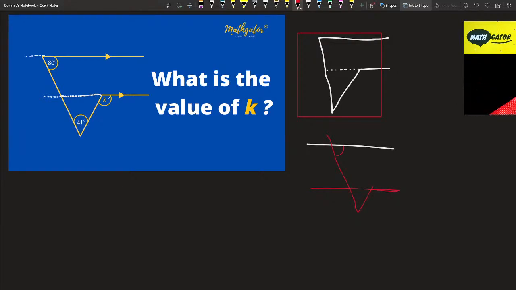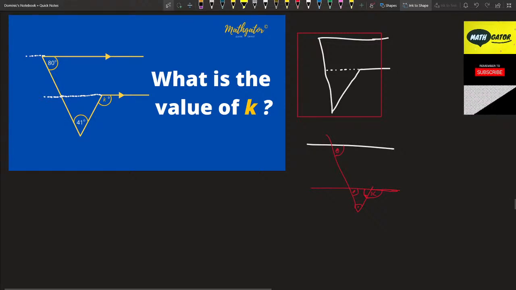Would this angle be the same as the angle here? This angle will be the same as the angle here. And then this one too has been given. So if you have this, you have this. Can't you find this angle? Once you find this angle, is that angle not supplementary to K in order to give 180? So that's how you build the concept.